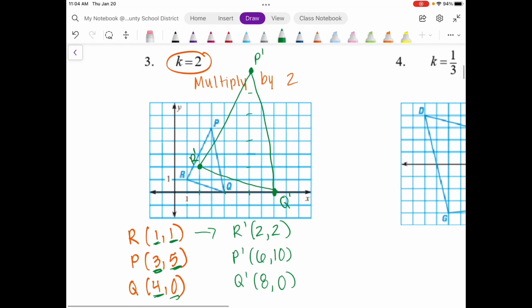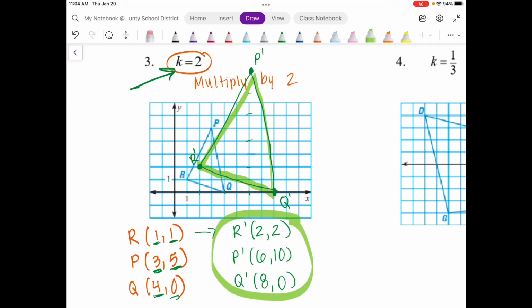A few things to go back and double check you're doing it right. Scale factor bigger than 1 means it's getting bigger. Is my new picture bigger than the original? Yep, that's a good sign. It means I'm doing it right. Okay, so I do want to see your new points. I want to see your new image when you are given the scale factor.